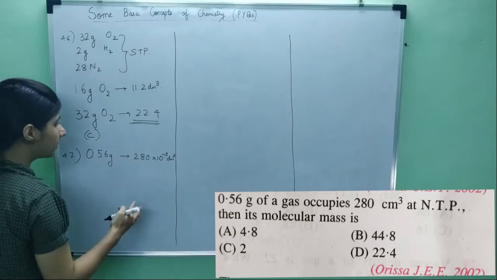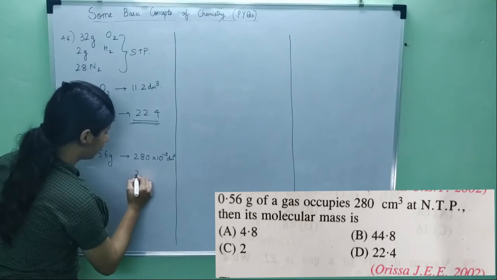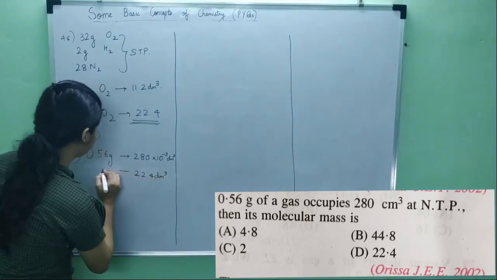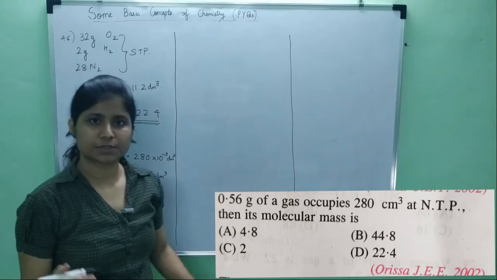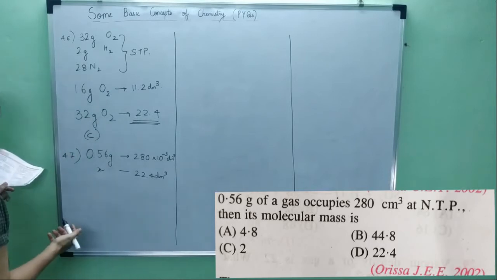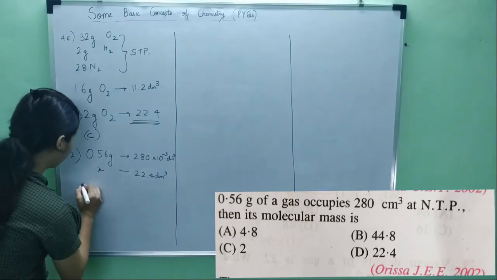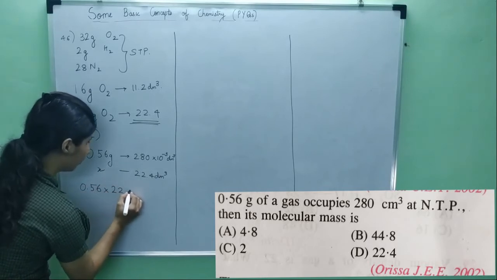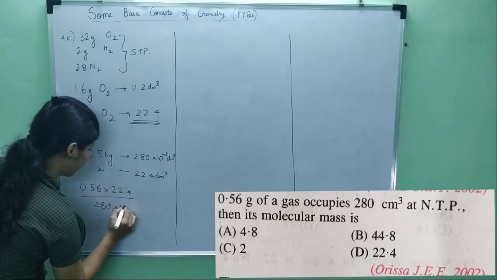So what I can do with this, I can actually find out the molecular mass at STP. So at STP is 22.4 decimeter cube. At 22.4 decimeter cube, what would be the mass? The mass that I will get would be the molar mass of the substance, right? So yeah, I can find the molecular mass. So what I have to do is cross multiplication. 0.56 into 22.4 upon 280 into 10 to the power minus 3.